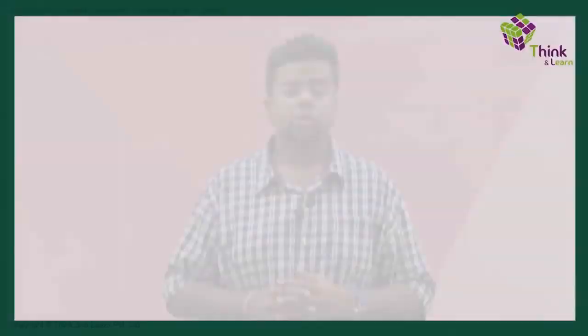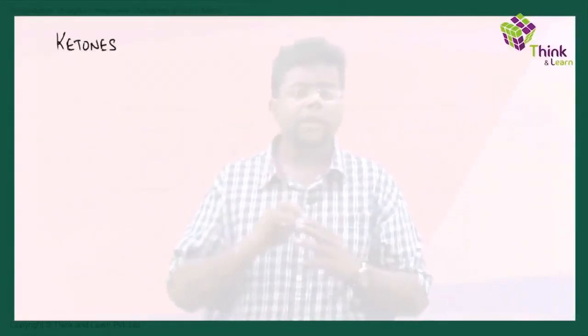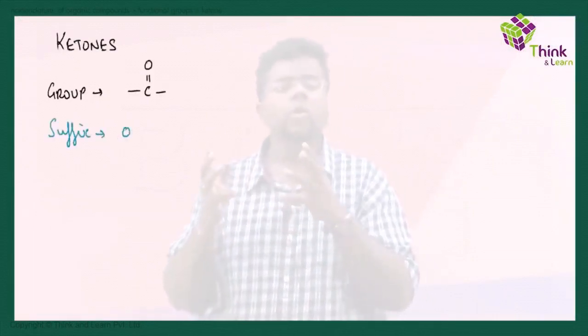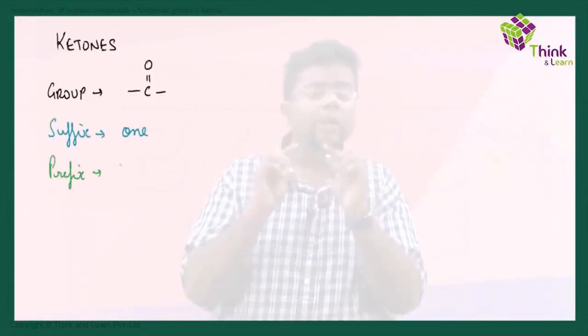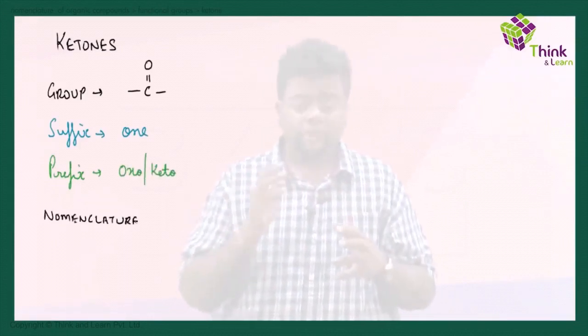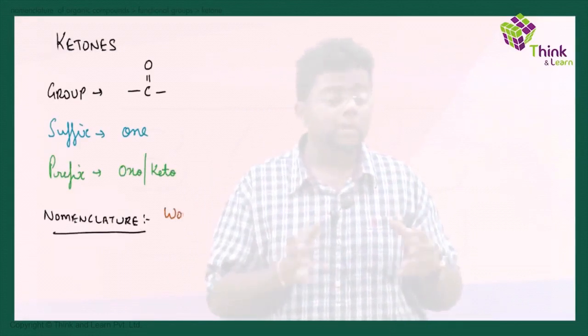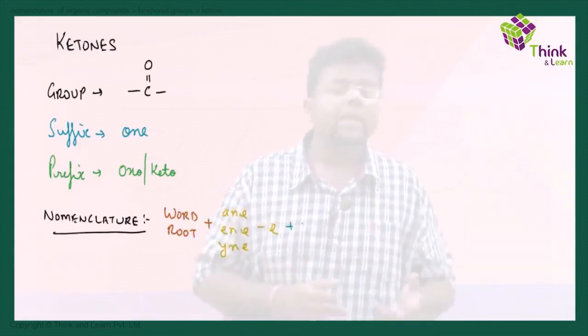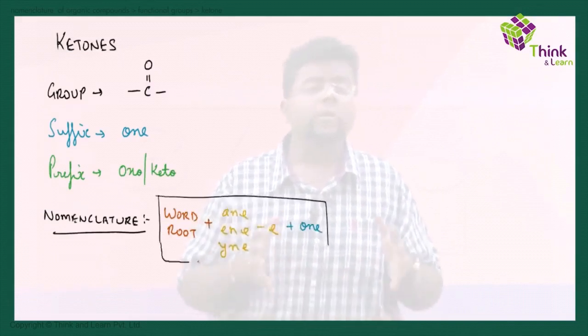That's it. So the next functional group that I have is a ketone, and for the ketone, the group is C double bond O, and the suffix would be -one. Yes, it will not be "one," it is "-one," and the prefix is oxo or keto. For the nomenclature, this would be word root plus ane, ene, or yne, depending on the bonds. We'll subtract E and add -one to it. So that would be the name.